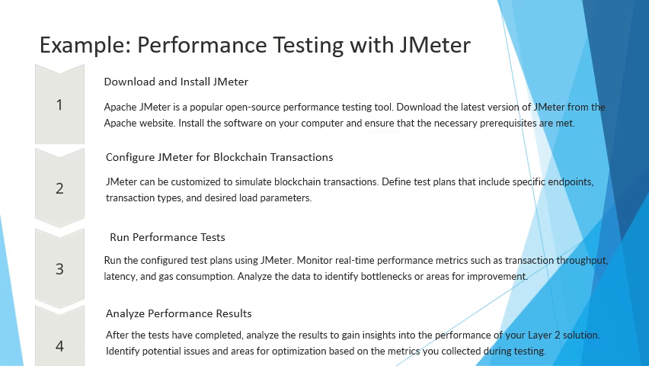JMeter can be customized to simulate blockchain transactions. Define test plans that include specific endpoints, transaction types, and desired load parameters. We then run performance tests. Run the configured test plan using JMeter. Monitor real-time performance metrics such as transaction throughput, latency, and gas consumption. Analyze the data to identify bottlenecks or areas for improvement.